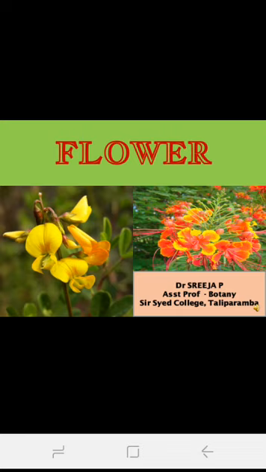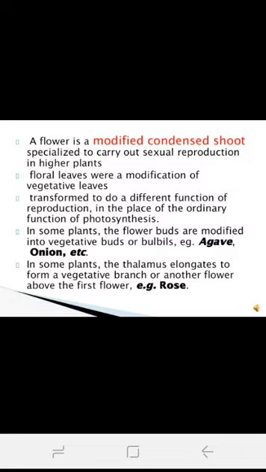I wish to share with you some of your modules coming under the morphology topic. So let us begin with the study of the flower. A flower is a modified condensed shoot, and it is mainly for sexual reproduction in higher plants.